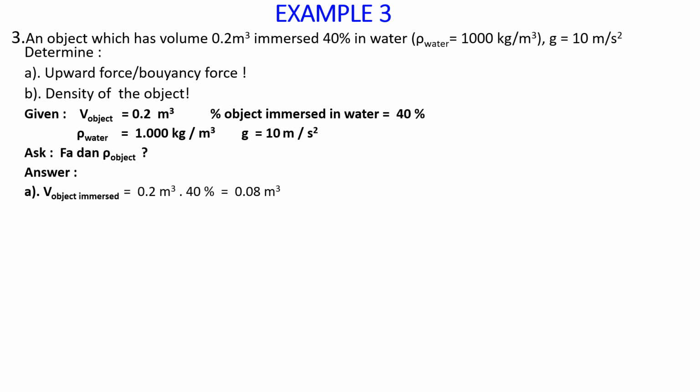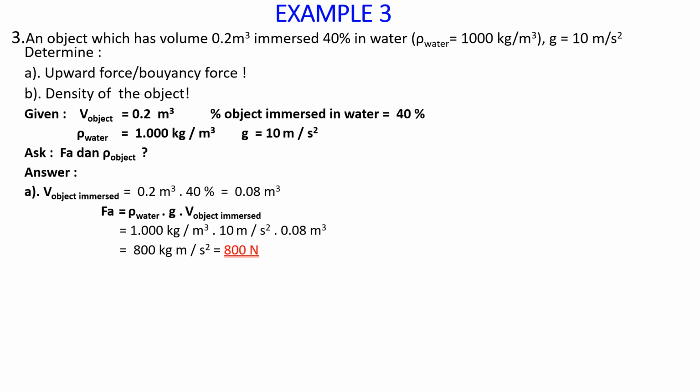To answer question A, first we have to determine volume object immersed. That volume object immersed equals 0.2 meter cube times 40% equals 0.08 meter cube. And to determine Fa, we can use formula Fa equals density water times G times volume object immersed. So Fa equals 1000 kg per meter cube times 10 meter per second square times 0.08 meter cube. So Fa equals 800 kg meter per second square equals 800 Newton.